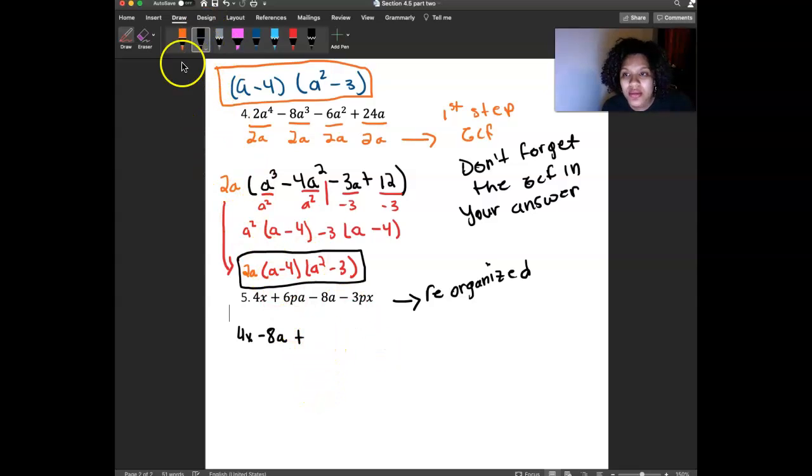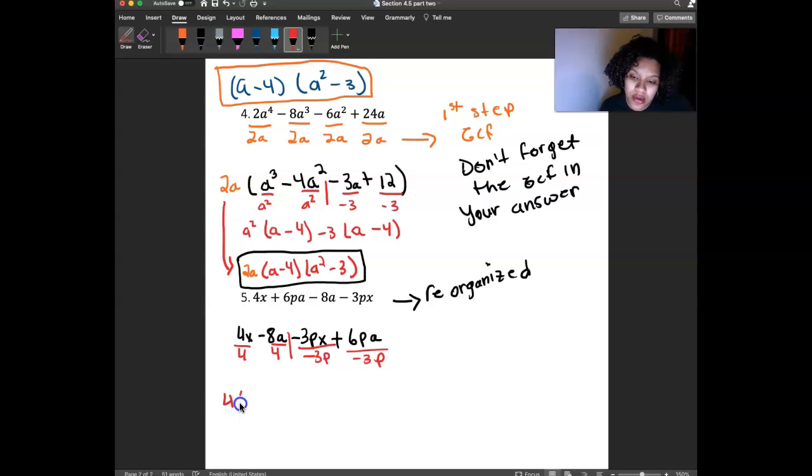So we said we're going to go ahead. Oh, I need to erase that too. We said we're going to go ahead and say, you know what? Negative 3px plus 6pa. Let's try that. Hopefully that's it. I think I have negative 3p. Negative 3p. So here I have 4x minus 2a, here I'm going to the negative 3p, and then I have x minus 2a.